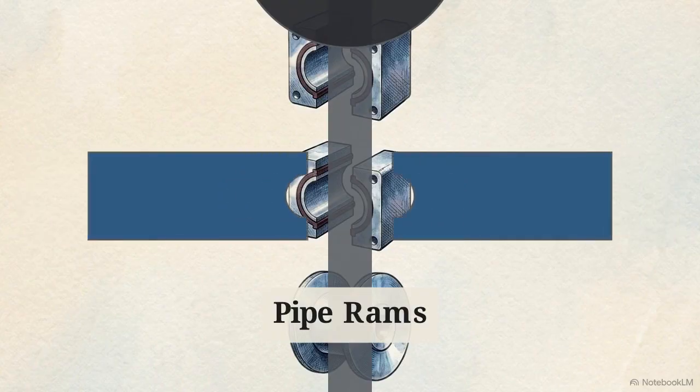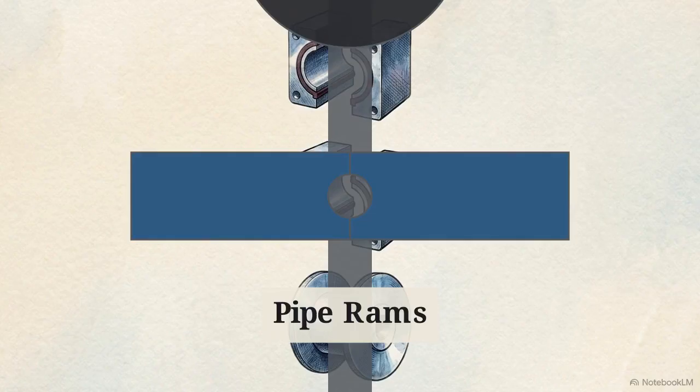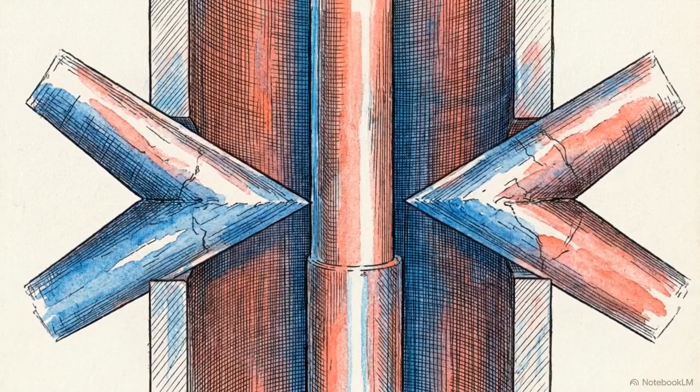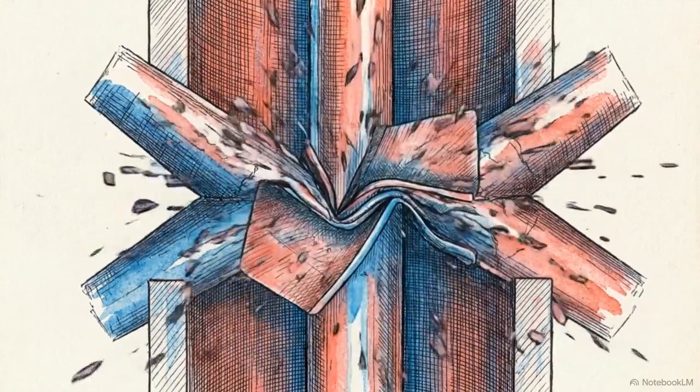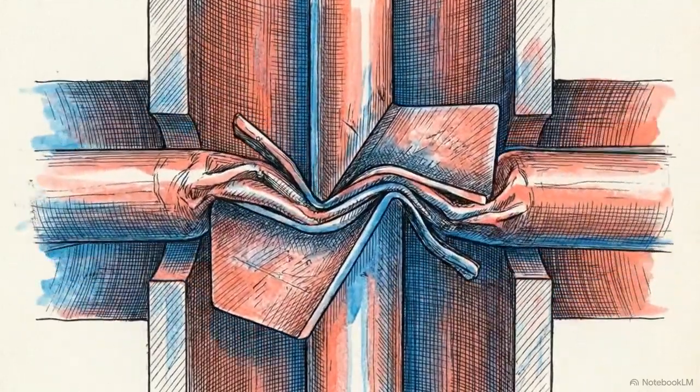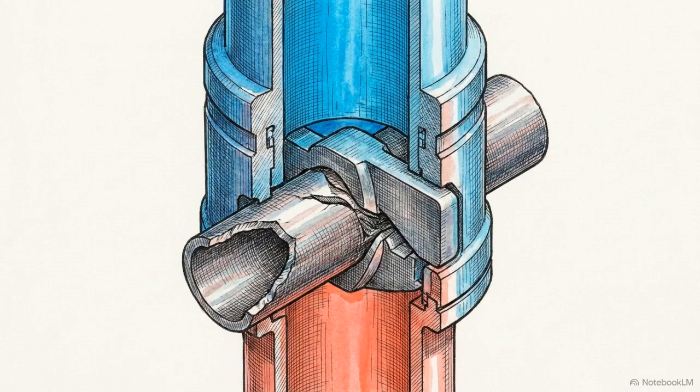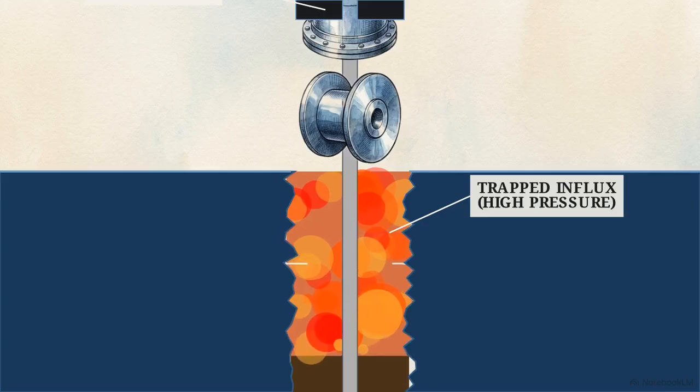Pipe rams close with steel blocks shaped to seal against specific pipe diameters. If all other barriers fail, the shear rams activate. Two hardened steel blades slice cleanly through the drill string itself, sacrificing the pipe to permanently seal the bore. Sealing the BOP stops the influx, but it leaves a massive pocket of highly pressurized gas trapped underground.